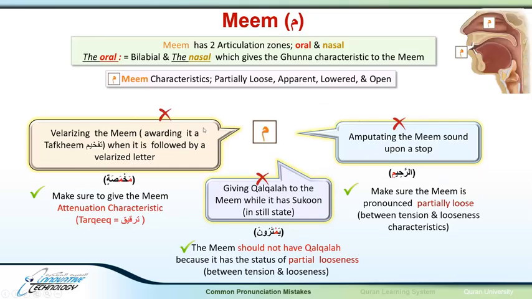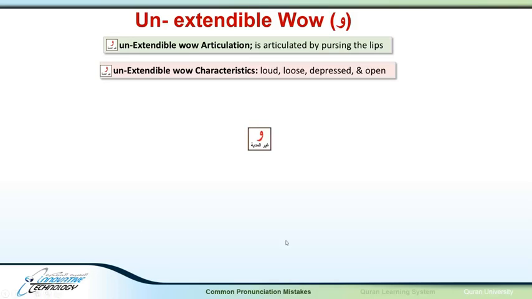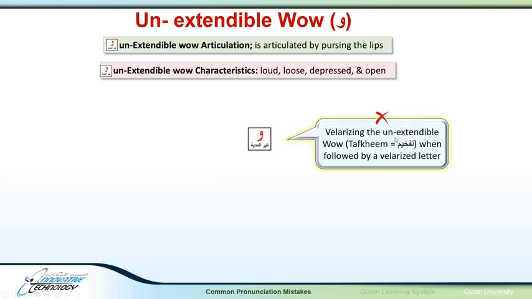We've mentioned earlier that the meem has a dual articulation, oral and nasal, and the common mistakes of the meem have already been discussed when we discussed the nasal articulation. So let's proceed with the unextendable waw's common pronunciation mistakes. The first one is velarizing the unextendable waw, making tafkhim for it when followed by a velarized letter. An example is Wallah.